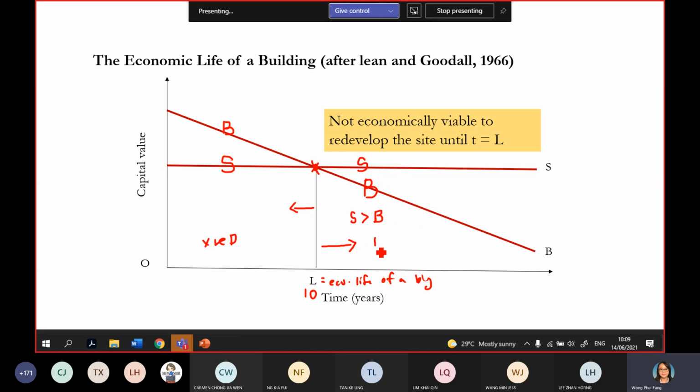So this is the timing. This is the time to redevelop, which means after 10 years. Before 10 years, it is still not feasible because your building value is still more than your site value. So the economic life of a building means that when your site value is more than your building value, that is the timing for redevelopment. Okay?